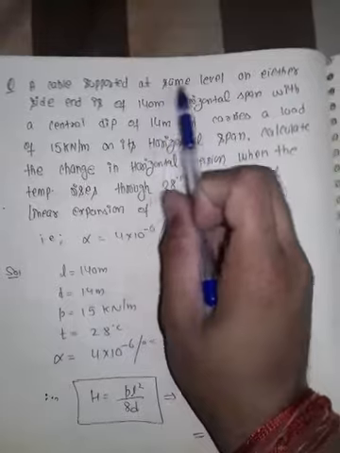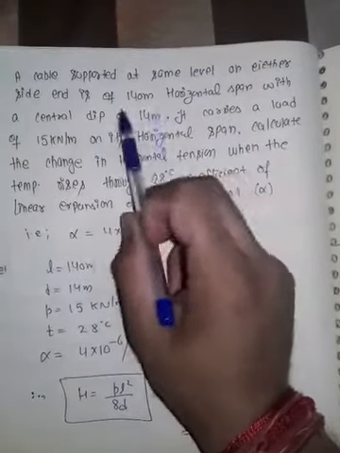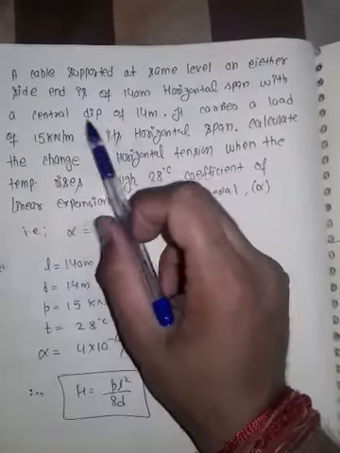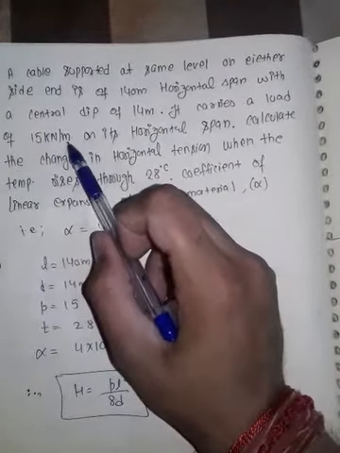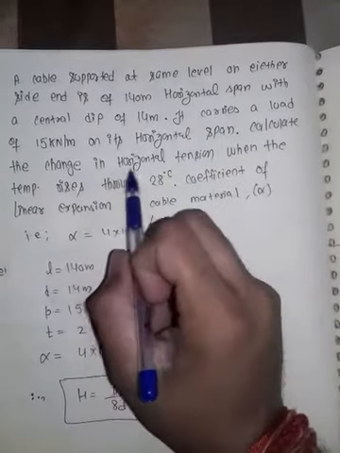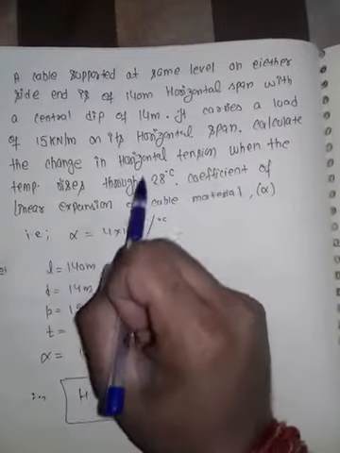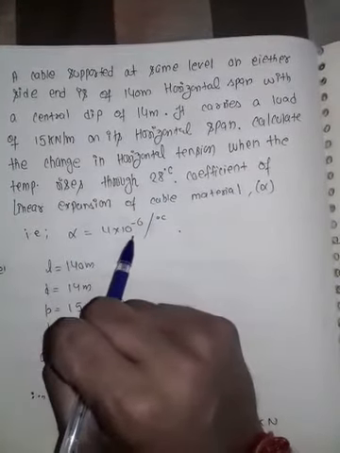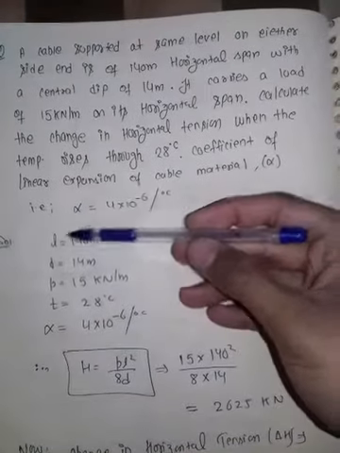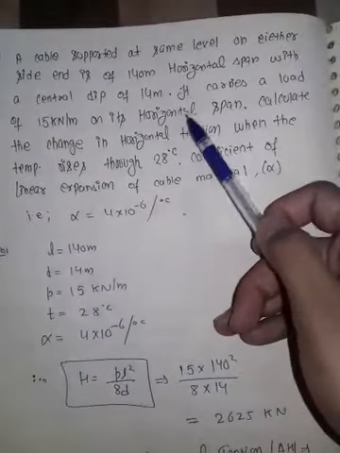In this numerical, the cable is supported at the same level on either end of a 140 meter horizontal span, that is L is given as 140 meter and D is equal to 14 meter. The value of P is 15 kilonewton per meter. We have to calculate the change in the horizontal tension when the temperature T is given as 20 degrees centigrade, and the linear expansion, that is alpha, is also given.